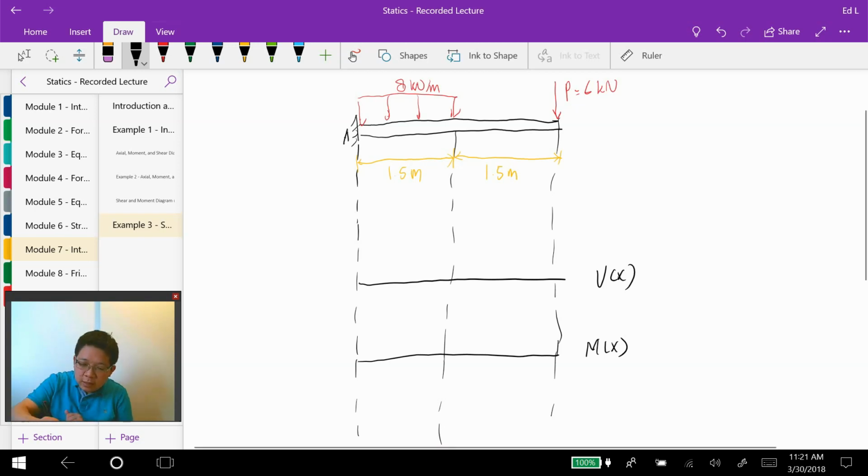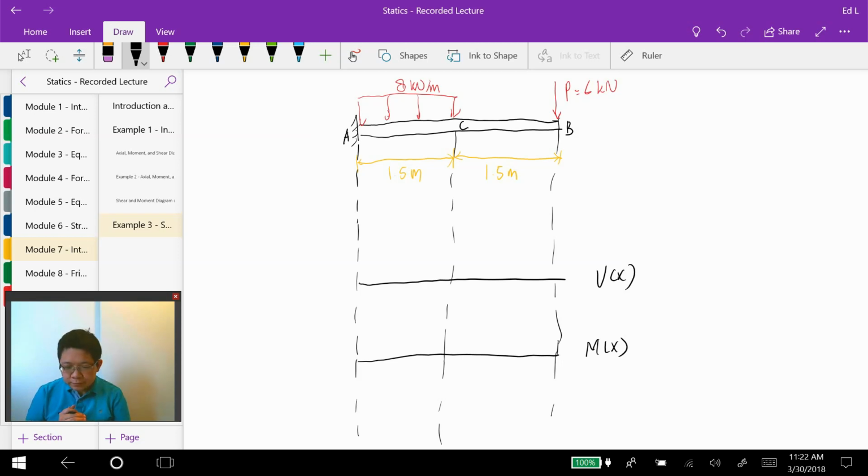Let's call this joint A, this joint B, and on this cantilever beam, a distributed force is applied at the first half section, from A to C, and the magnitude of that distributed force is 8 kilonewton per meter. So that distributed force is uniform. And then a point load is applied at joint B, which is at the tip end of the cantilever beam, and is applied downward. In here we would like to plot or construct the shear and moment diagram using the 6 rules that we have discussed previously.